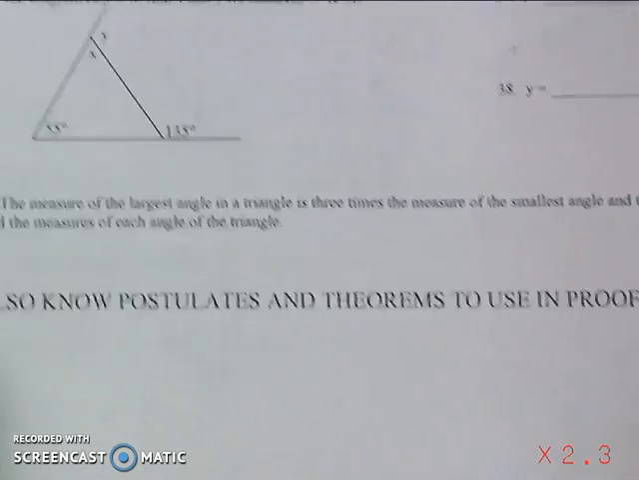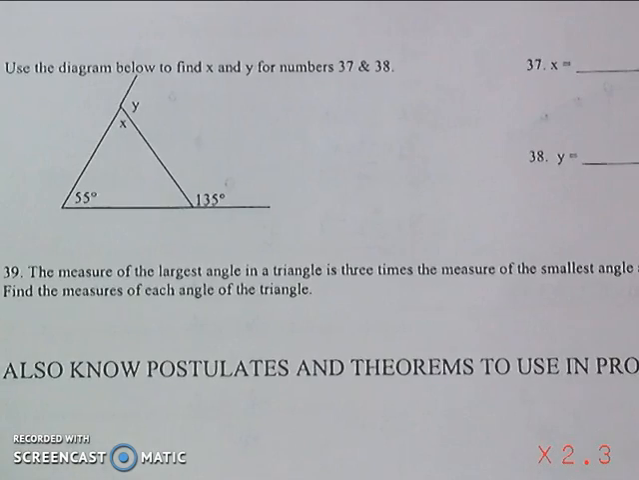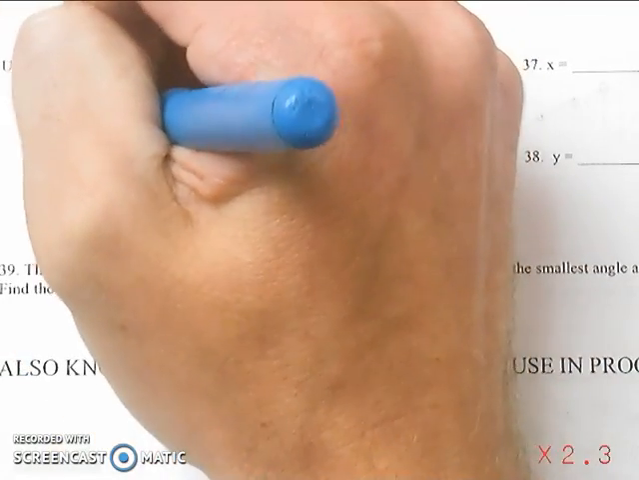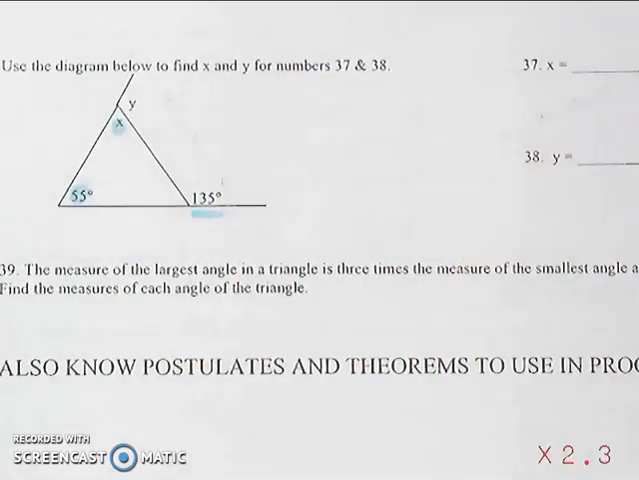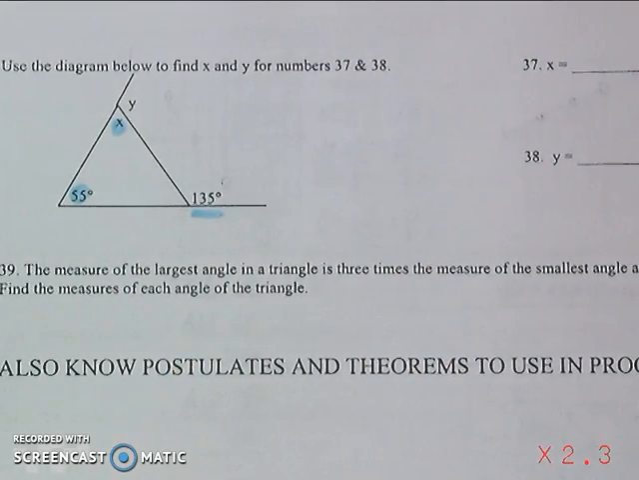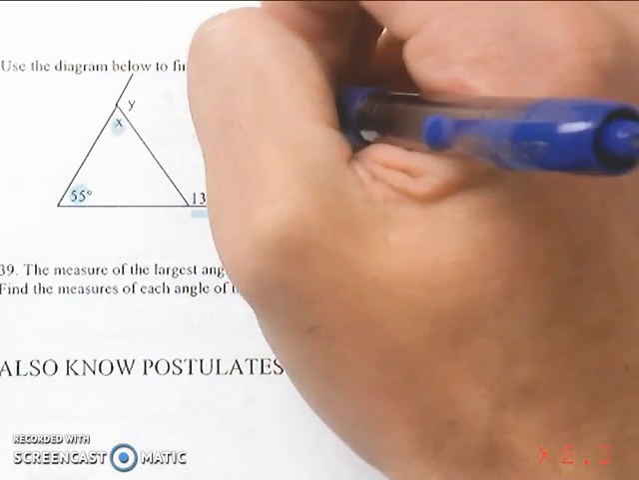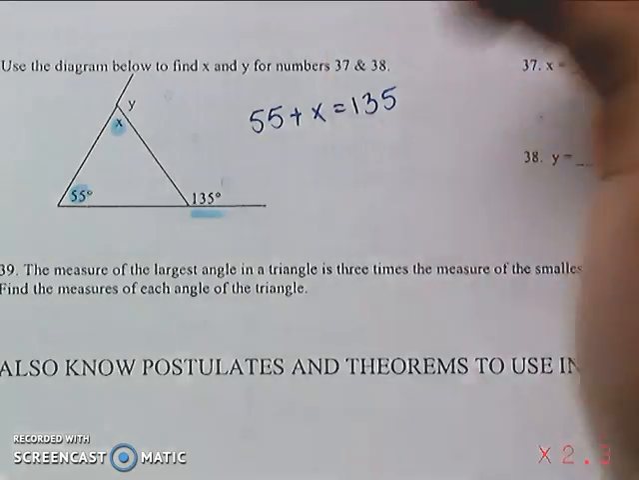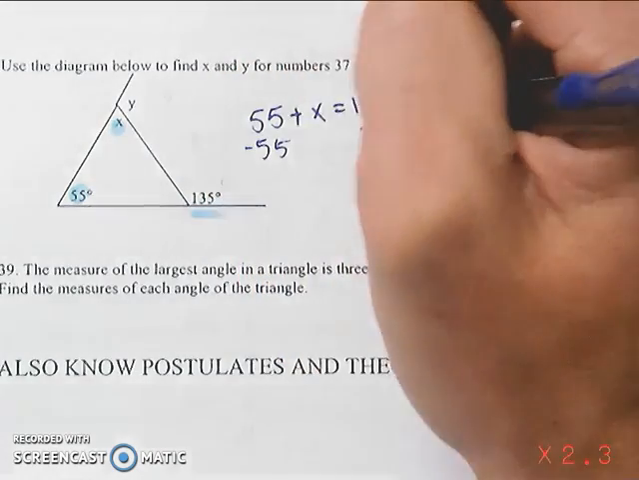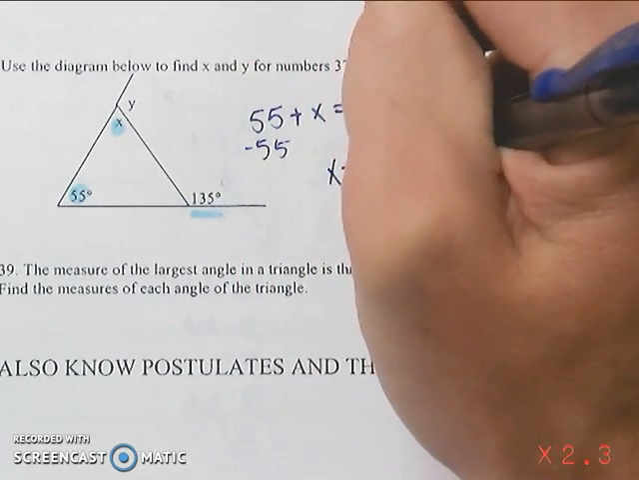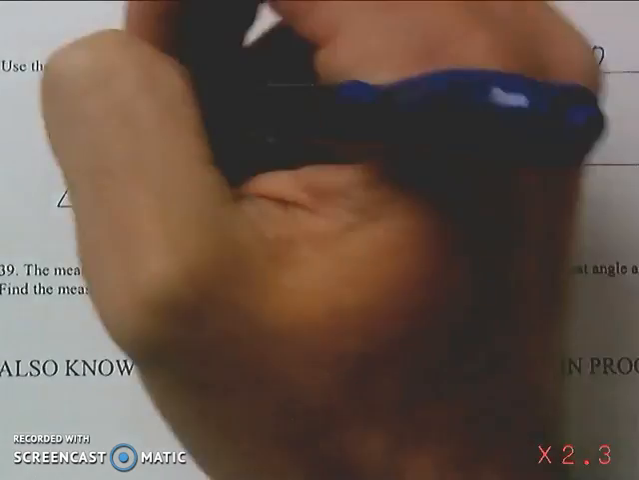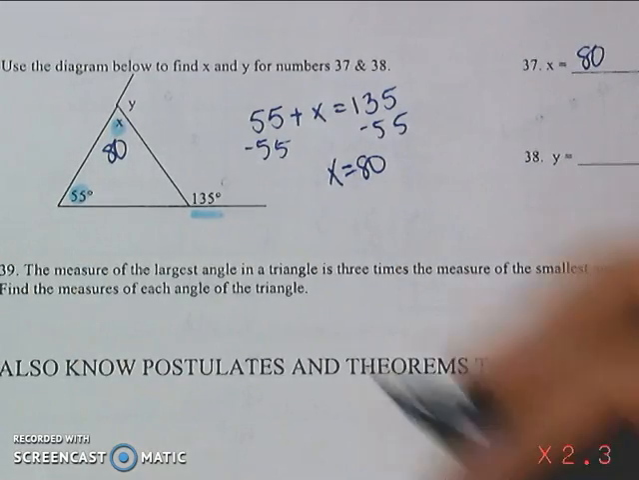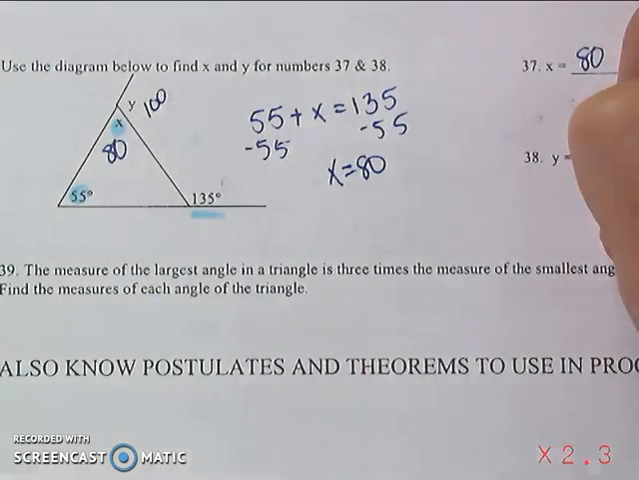All right, we're not doing 39 on here, but we will do our last one, find x and y. We have two remote interior angles and an exterior angle, just like we did in that last problem. So we're going to take these two, 55 plus x equals 135. Subtract 55 from both sides, and we get x equals 80. Because x equals 80, we can use a linear pair, meaning y would have to equal 100.